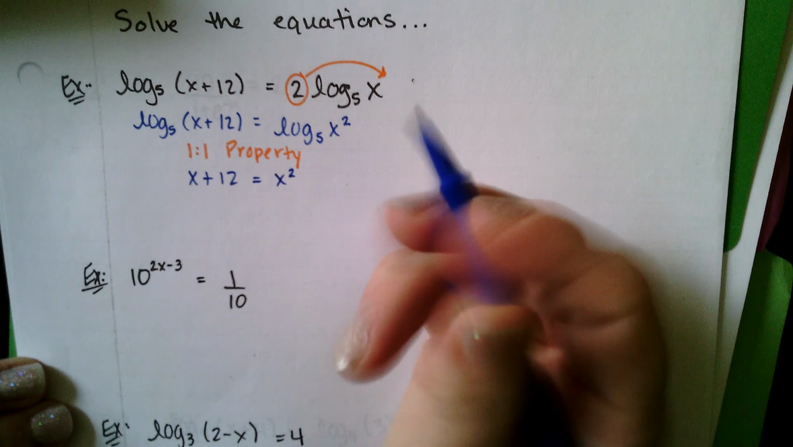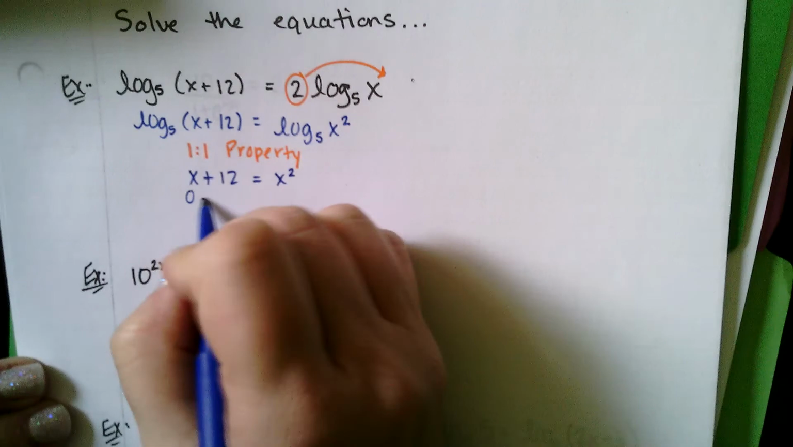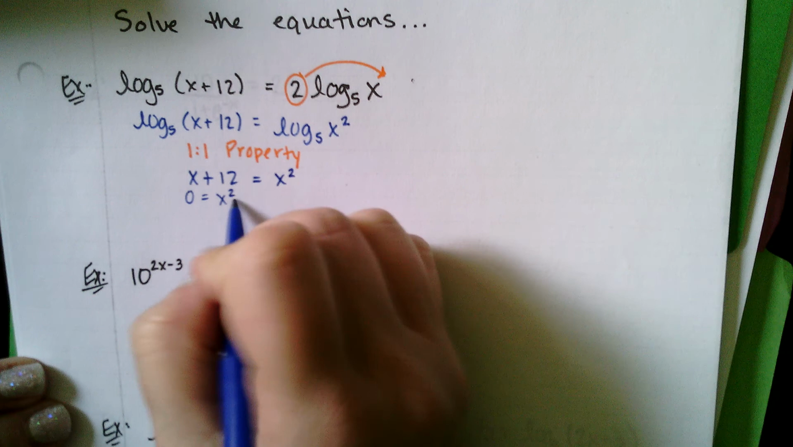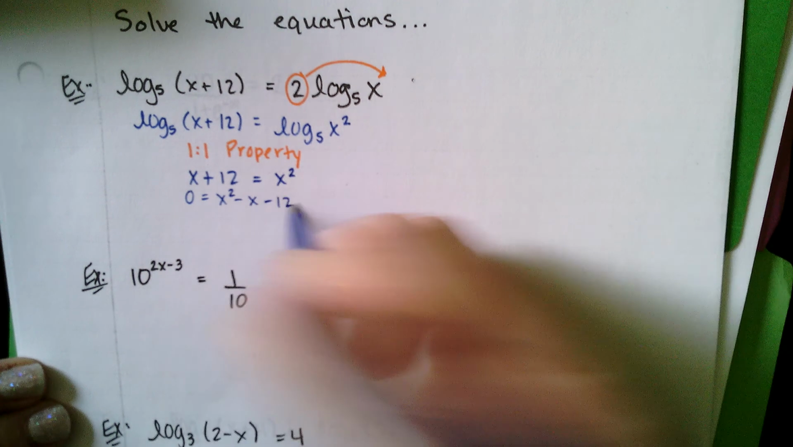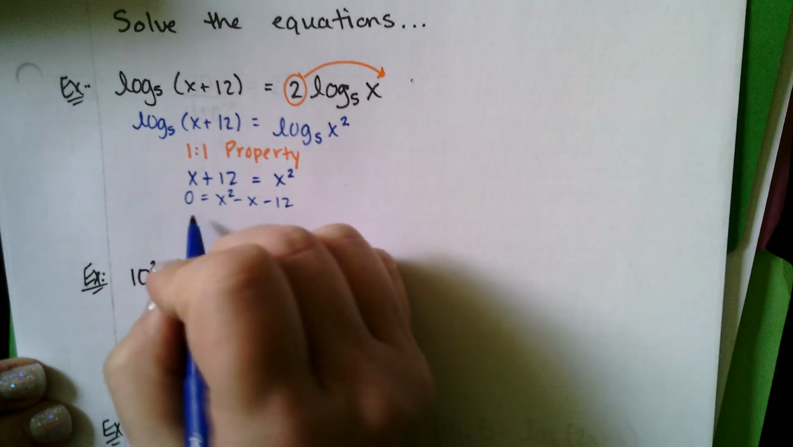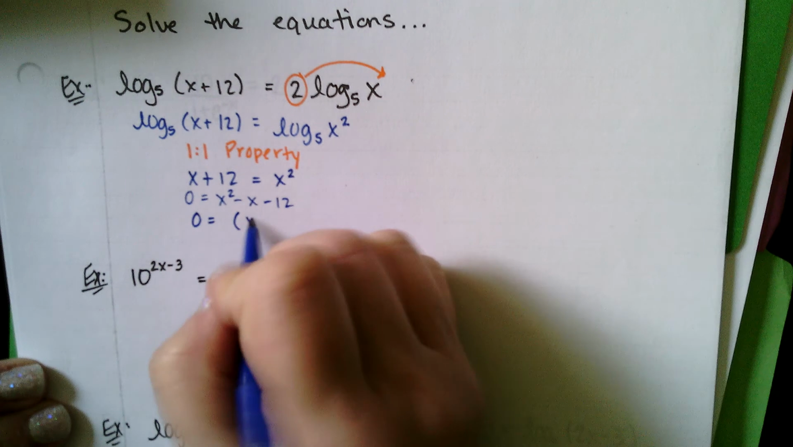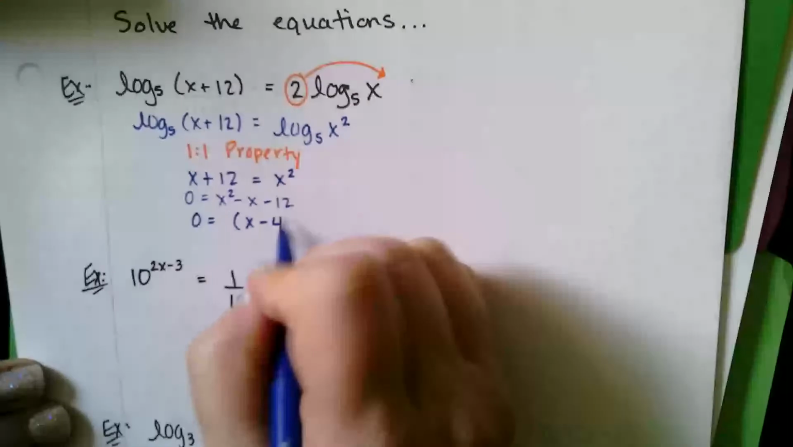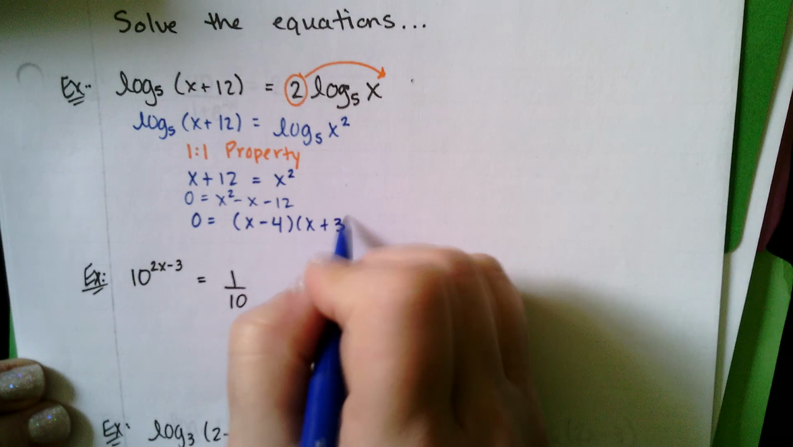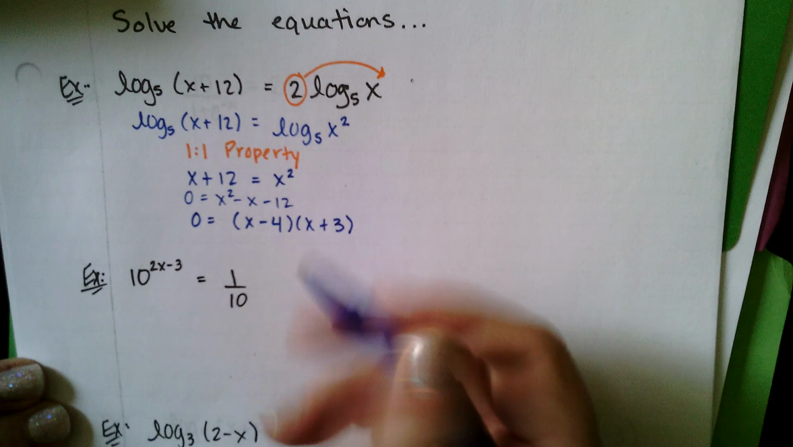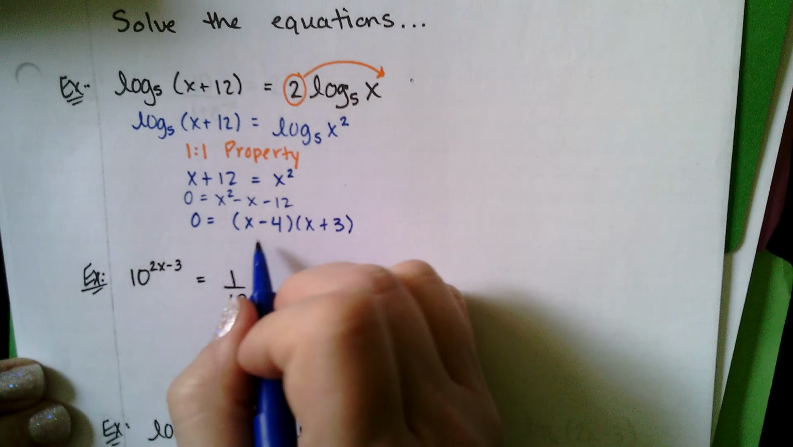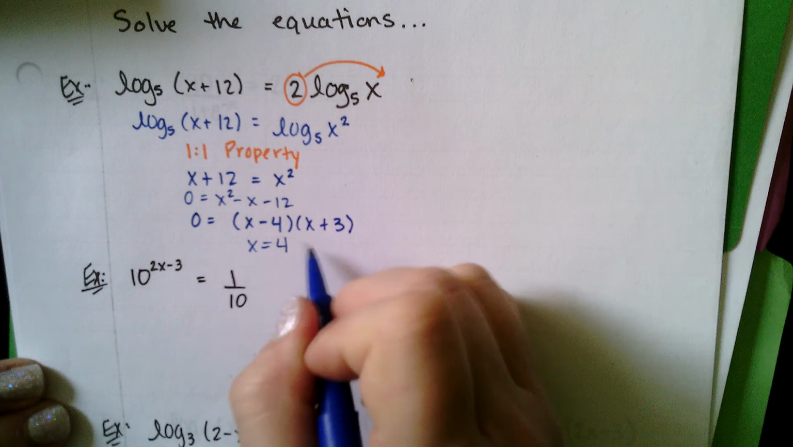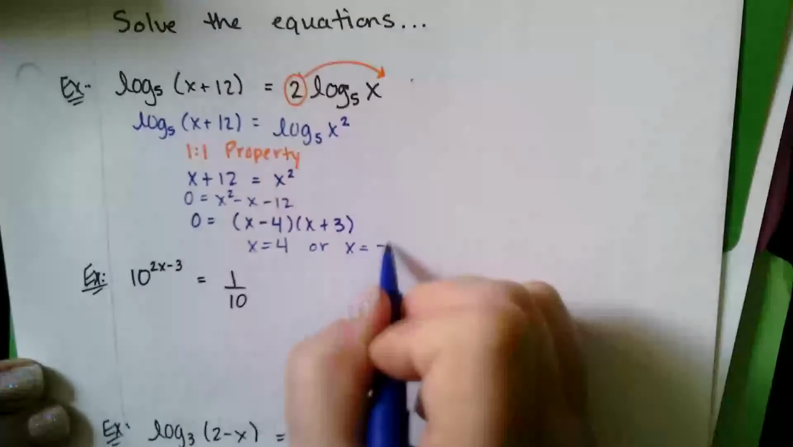This is a quadratic equation, so we will be solving by factoring. So I'm going to move all my terms onto the same side. Then I'm going to factor. This becomes x minus 4 times x plus 3. And use the zero product property to figure out that x can either equal 4 or x can equal negative 3.